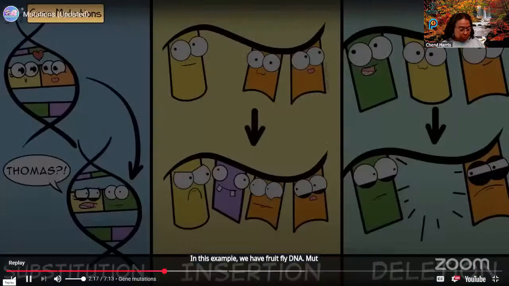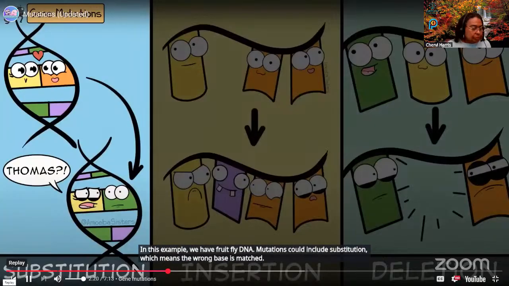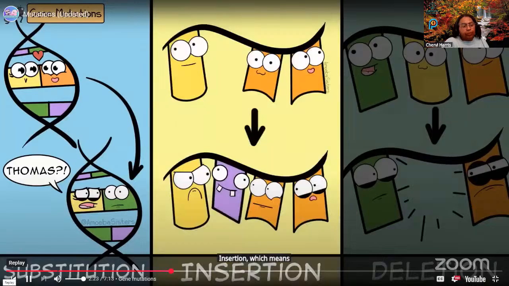Mutations could include substitution, which means the wrong base is matched. Insertion, which means an extra base or bases are added in. There is also deletion, which means a base is removed.